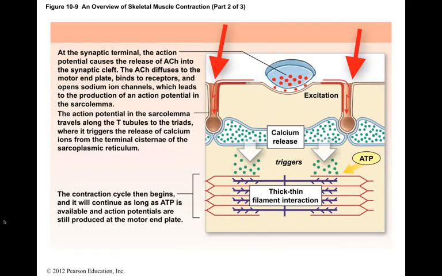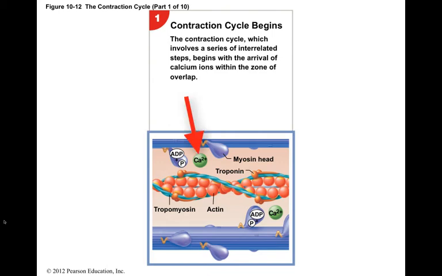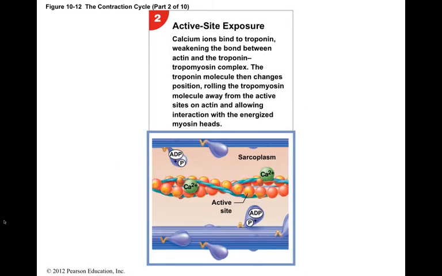As the action potential travels through the T-tubules, it will trigger the release of calcium from the cisternae of the sarcoplasmic reticulum. The calcium surrounds the sarcomeres and almost instantly binds to the troponin on the troponin-tropomyosin complex. Calcium ions bind to troponin, weakening the bond between actin and the troponin-tropomyosin complex. The troponin molecule then changes position, rolling the tropomyosin molecule away from the active sites on actin.